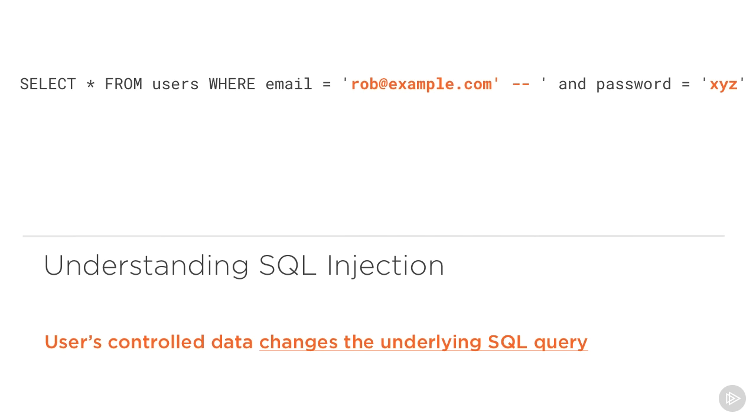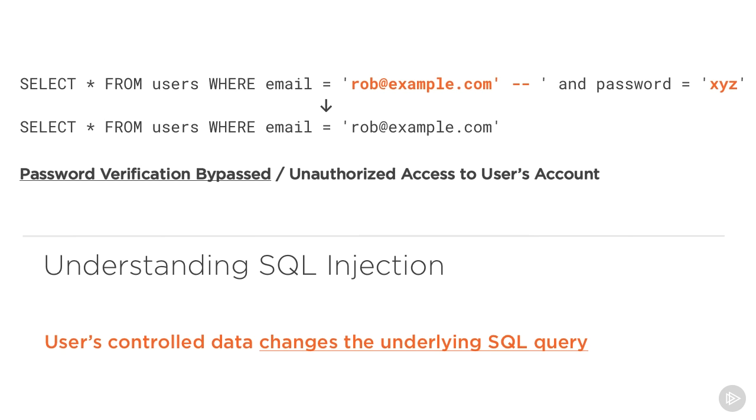So from a logical point of view, this query is equivalent to this one, and as you can see, this way password verification has been bypassed and the attacker can get unauthorized access to the user's account. Now you understand how the attacker can bypass password verification with SQL injection. And in the next clip I will show you a demo so that you can see how this attack works in practice.